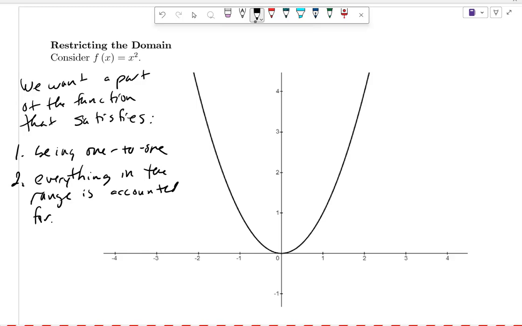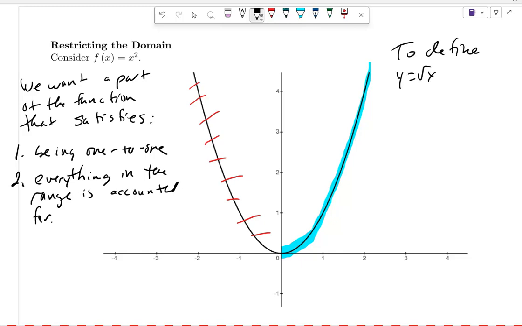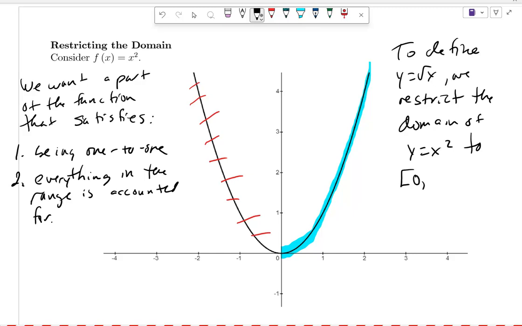So, we make a choice. Whenever you restrict the domain, you make a choice. So when you define the square root function, we choose to ignore this side. We cut that part off. Okay? And only look at this side here. Okay? So to define the square root function, we restrict the domain of y equals x squared to 0 to infinity and take the inverse.